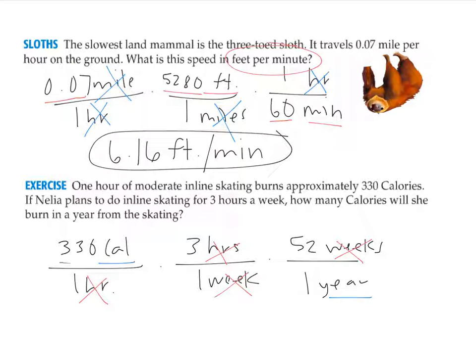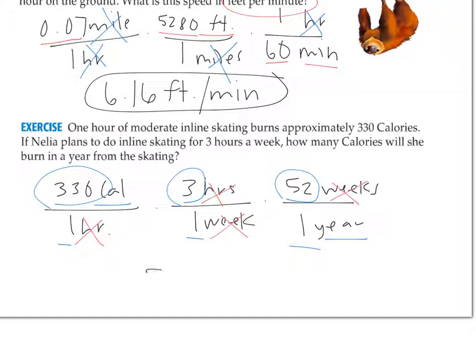Now we just have to take 330, multiply that by 3, and by 52, and then divide by 1, because 1 times 1 times 1, and so my ending answer here would be 51,480 calories burned per year. That's a lot of calories.